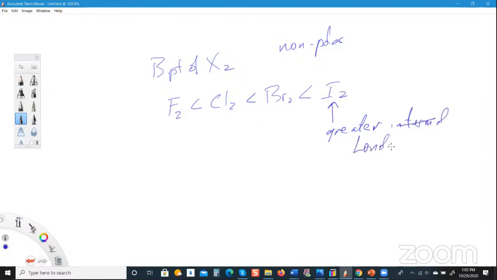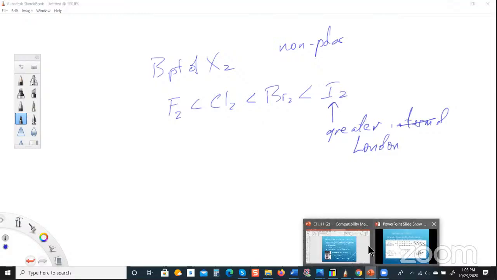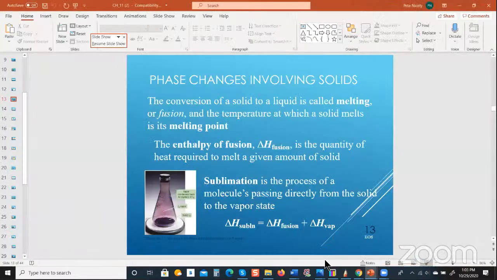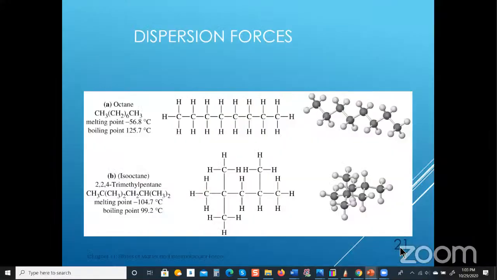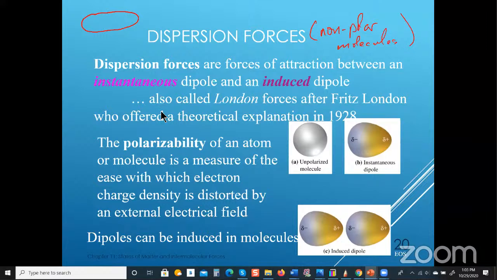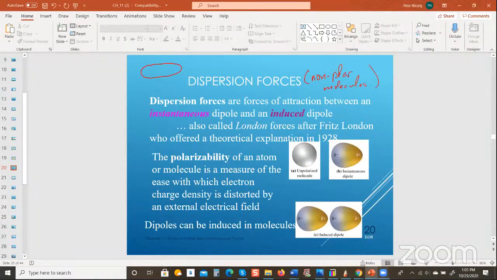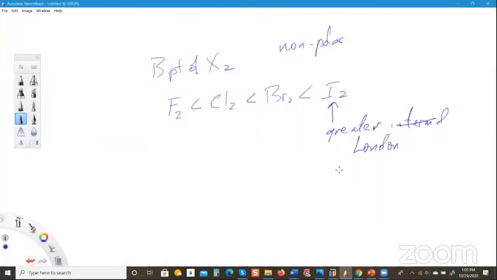Oh, by the way, I've neglected to mention this. Let me go back to the PowerPoint here. The dispersion forces are the same thing as London forces, named after Fritz London. Just thought I should mention that since I inadvertently mentioned London. So let me go back to this here.